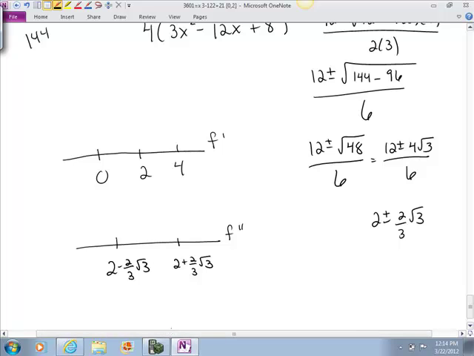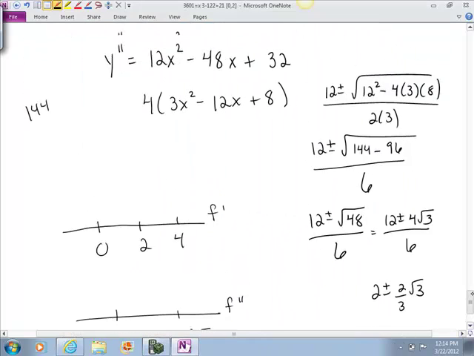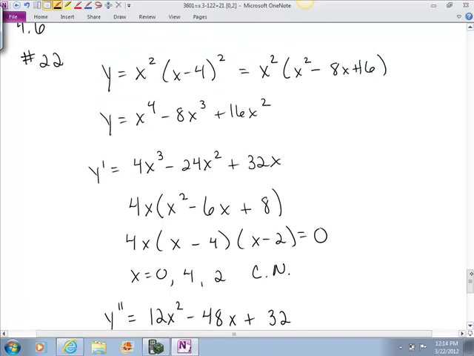So you plug those into the original equation? No, you plug them into the second derivative or the first derivative. Okay. And it'll tell you increasing or decreasing for the first derivative, and it'll tell you concave up and concave down for the second derivative. So, I mean, I would just kind of steal it, you know. I mean, not steal it, but I would use my calculator as a tool.